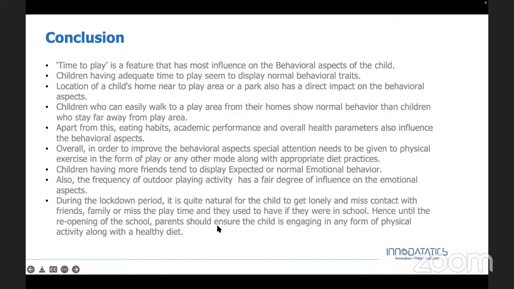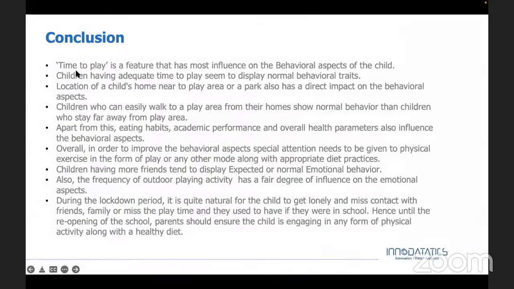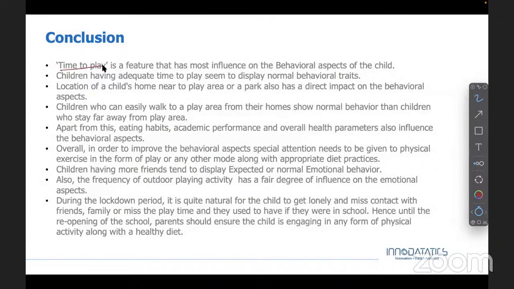So here is a conclusion. Okay, I leave this conclusion for you to explore further. Time to play was a feature which had the most influence on the behavioral score. And children having adequate time to play were showing normal behavioral traits, normal behavior.